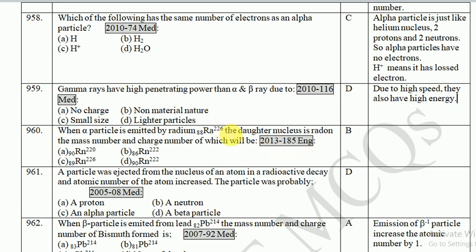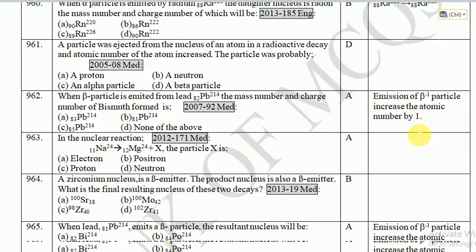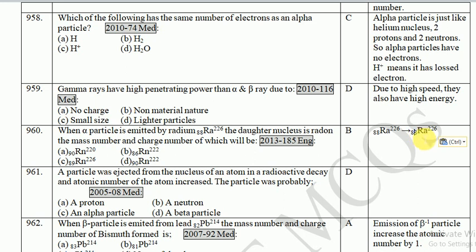So we know that when an alpha particle is removed, the atomic number is decreased by 2 while the mass number is decreased by 4. So the atomic number 88 will become 86, and 226 will be decreased by 4 and will become 222. In this case, check the options now. So 222 and 86 matched, option B. So option B is correct.